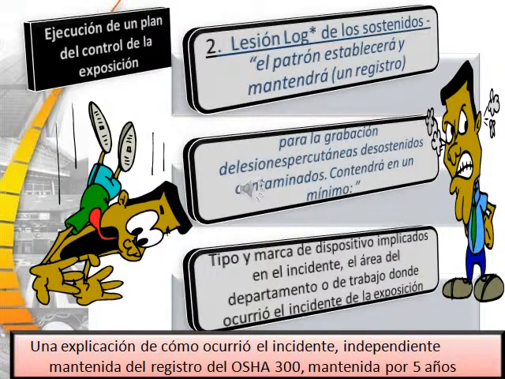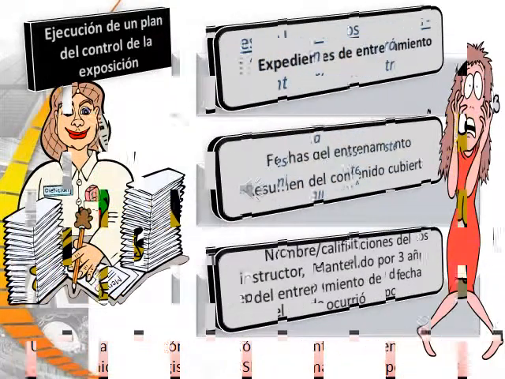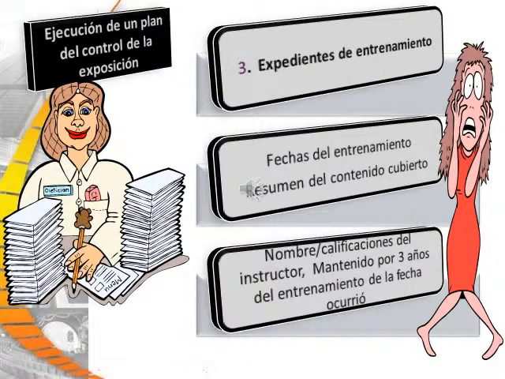The Sharps Injury Log. The employer shall establish and maintain a log for record keeping of percutaneous injuries from contaminated sharps. It shall contain at minimum the type and brand of the device involved in the incident, the department or work area where the exposure occurred, and an explanation of how the incident occurred, and be maintained independent of the OSHA 300 log and kept for 5 years. Training records shall contain the dates of training, the summary of the content covered, the trainer's names and qualifications, and be maintained for 3 years from the date training occurred.